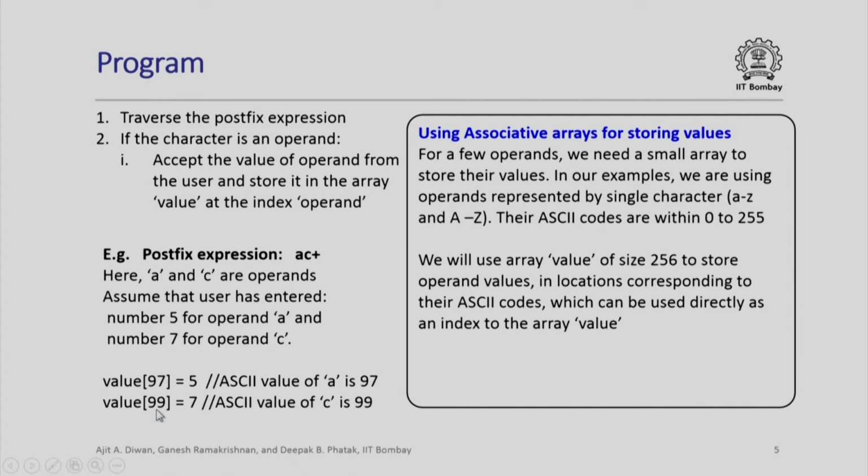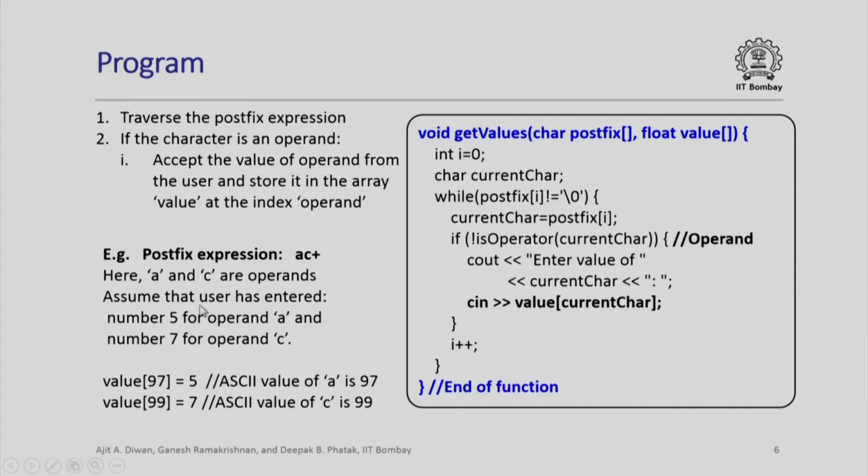This makes our program work far more efficiently. Let us look at the implementation of this in the get values function. In the get values function, if the character is an operand, we are supposed to accept the value of the operand from the user and store it in the array value. This is the same explanation that we had seen in the last slide, but this is the implementation of our logic. We define a char as current char and examine the postfix string.